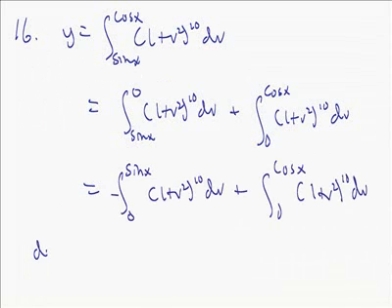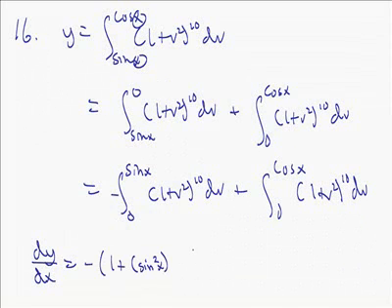And now I'm ready to find dy/dx. x is my variable. For this first one, by the fundamental theorem of calculus, I'm going to replace my v with my upper function. So I'm going to have the negative, because of the negative up front, we switch the order, (1 plus sine squared of x) to the 10th. So I replace v with the sine of x. Now I have to multiply by the derivative of the inside function, being sine of x. So that's a cosine of x.